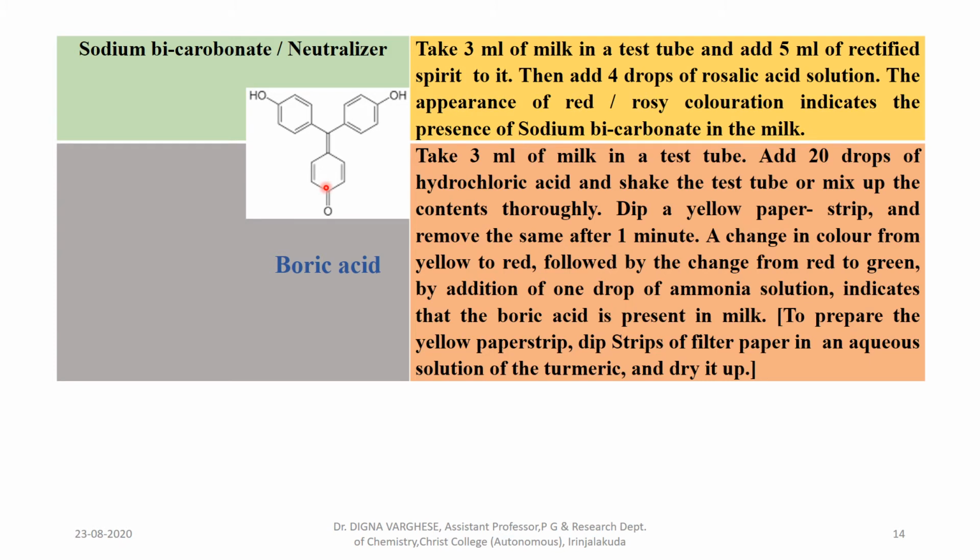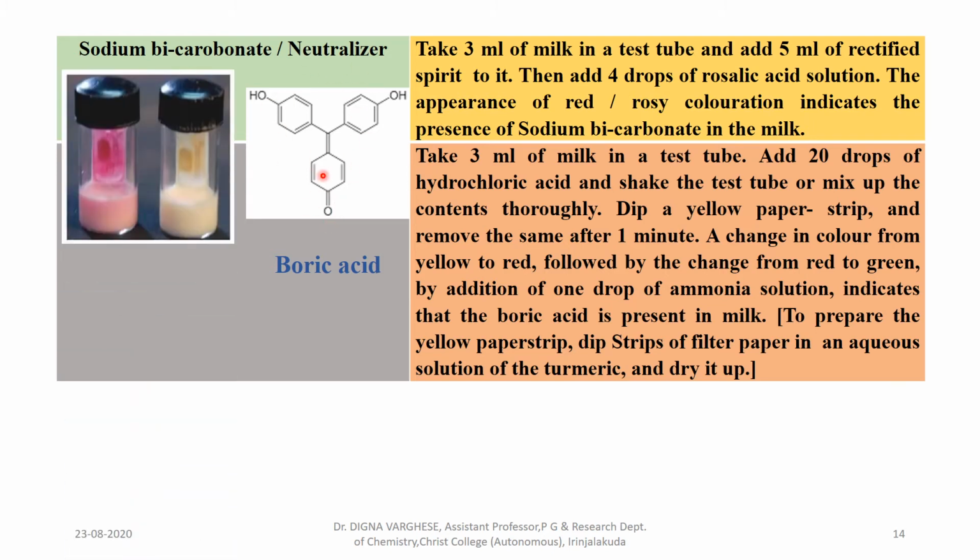Take the sample milk, then add rectified spirit and rosalic acid to this. The appearance of red color or rosy red coloration indicates the presence of sodium bicarbonate or neutralizer in the milk. Another adulterant is boric acid.